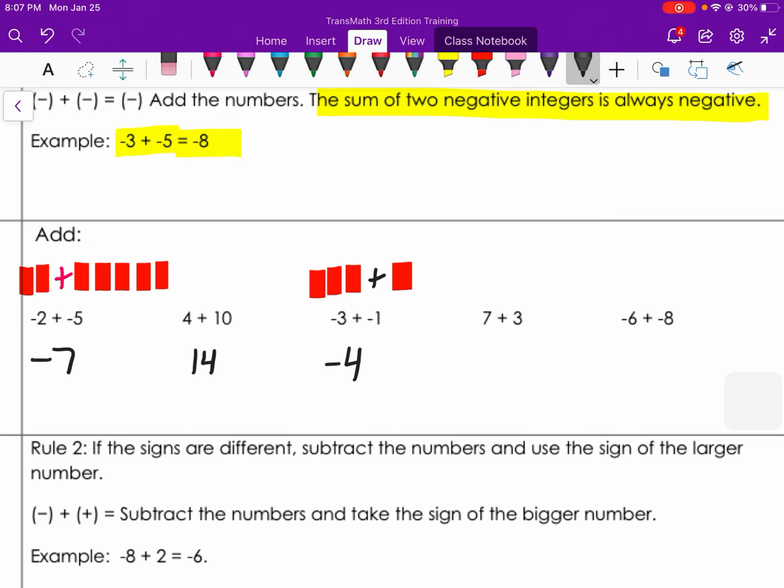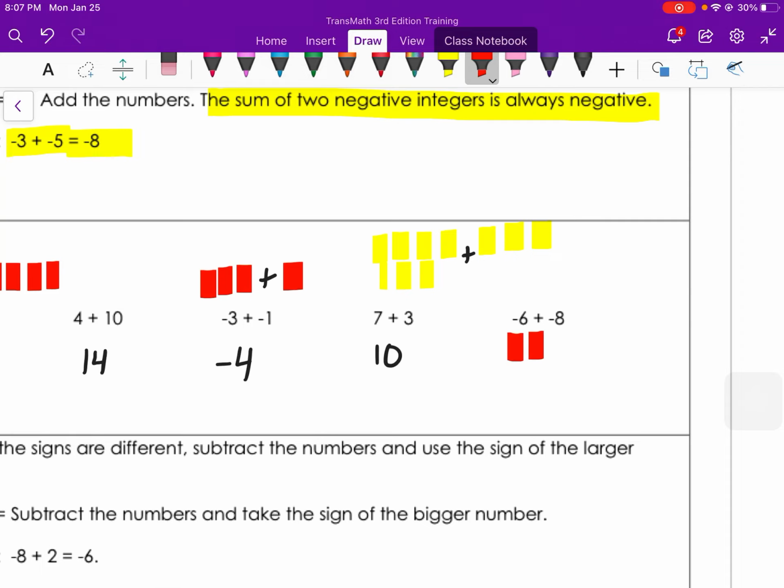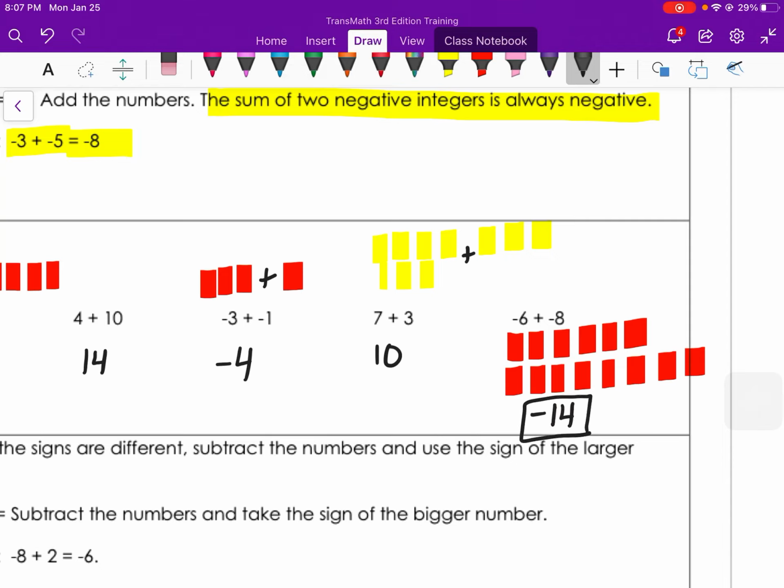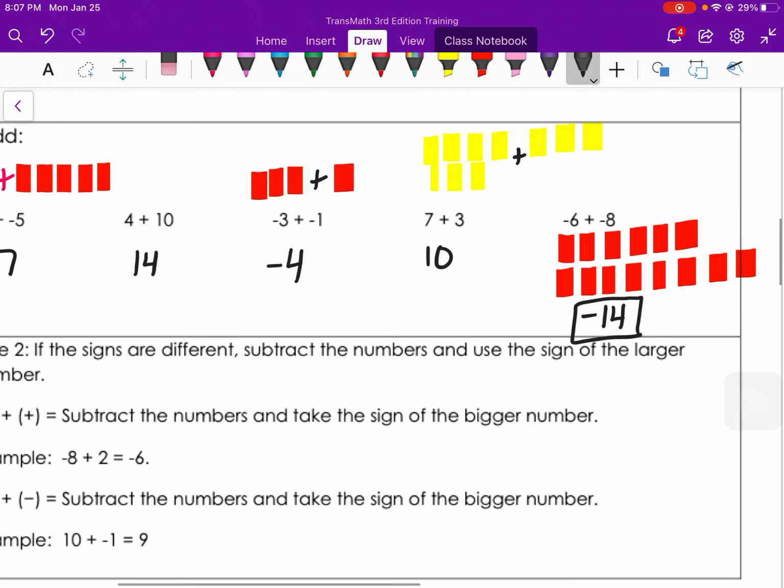So anytime your signs are the same, you keep the sign the same and you add. 7 plus 3 is 7 positives, 1, 2, 3, 4, 5, 6, 7, plus 3 more positives, 1, 2, 3. They're all positive, so you keep your answer positive. It's positive 10. Then negative 6 plus negative 8 has a total of negative 14. So if they're the same sign, you add and keep the sign the same.